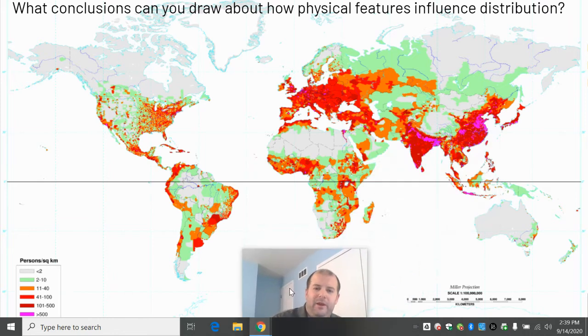So here we have a map and a question. What conclusions can you draw about how physical features influence distribution? I want you to take a moment to answer this question in your notes and hit pause.